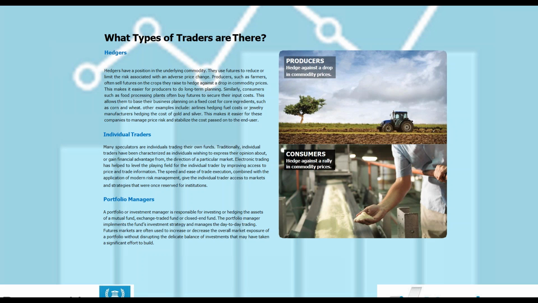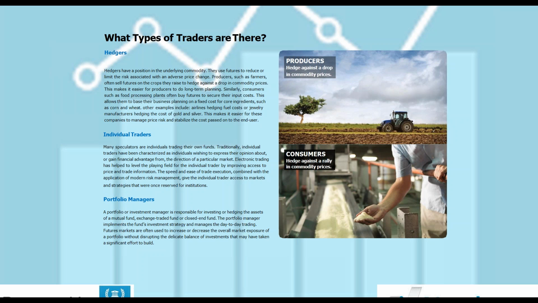Hedgers have a position in the underlying commodity. They use futures to reduce and limit risk associated with adverse price change. Producers such as farmers often sell futures on crops they raise to hedge against a drop in commodity prices. Then we have individual traders. That's you and me. Many speculators are individuals trading their own funds.